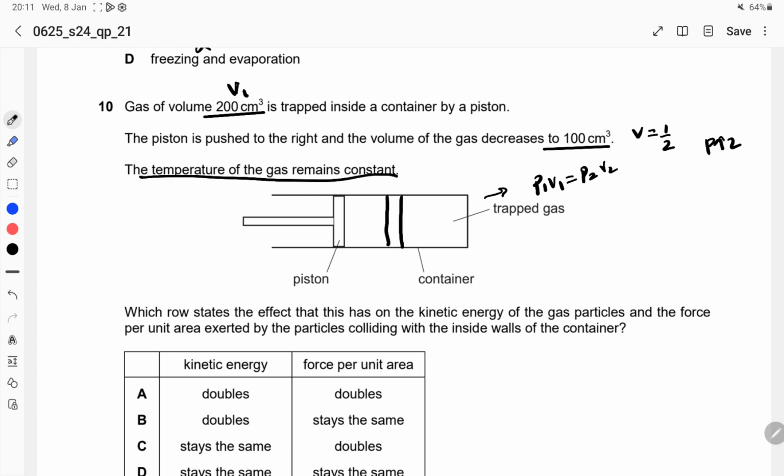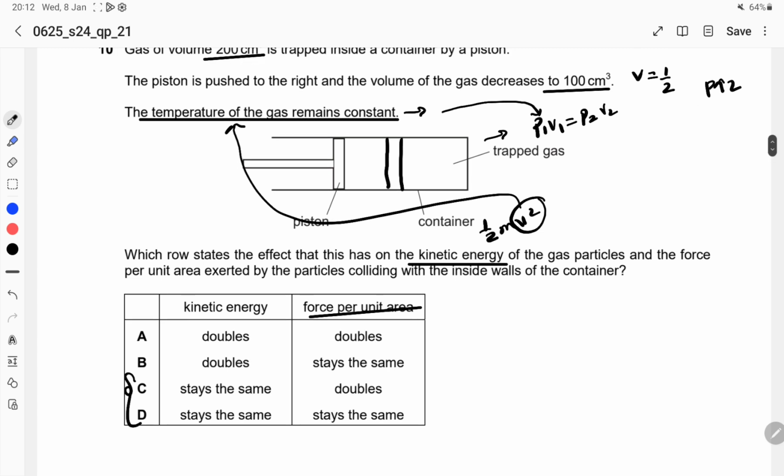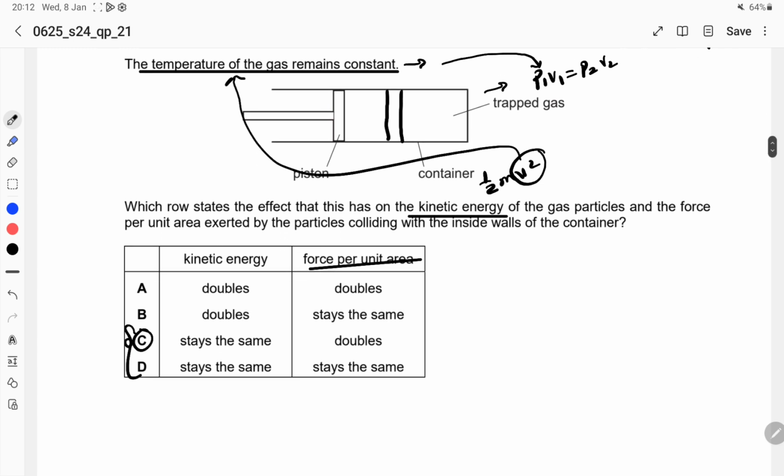The temperature of the gas remains constant. This is another keyword used whenever they want you to use Boyle's law, that the temperature remains constant. Now, which row states the effect that this has on the kinetic energy? Kinetic energy is half mv square, which is dependent on velocity, and my velocity is dependent on temperature. So if your temperature is constant, your kinetic energy has to remain constant, which means the answer is either C or D. Now, force per unit area is pressure. We saw that the pressure is doubling, which means the answer has to be C.